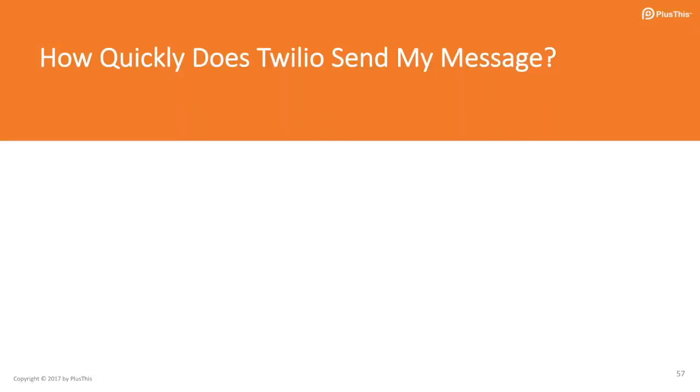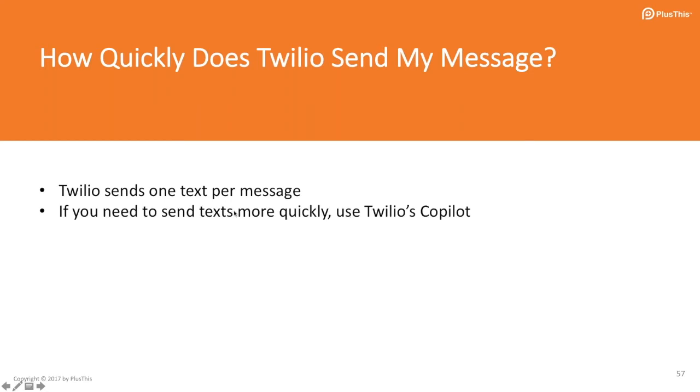The second one is, how quickly does Twilio send my message? So we are able to send through that 10-digit phone number 1 message per second. That is the speed that Twilio goes for a 10-digit number. If you want, you can send more texts more quickly using something called Twilio's Copilot.